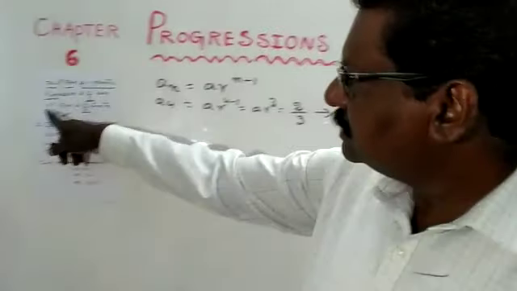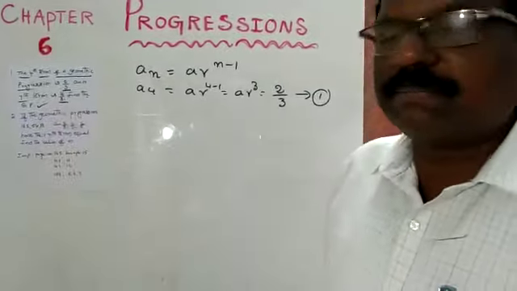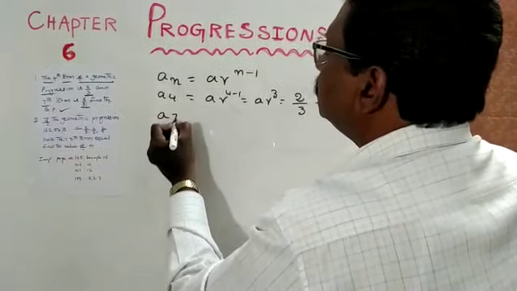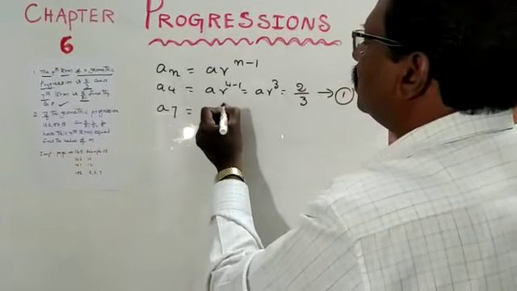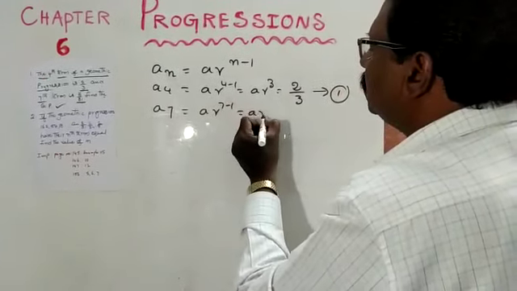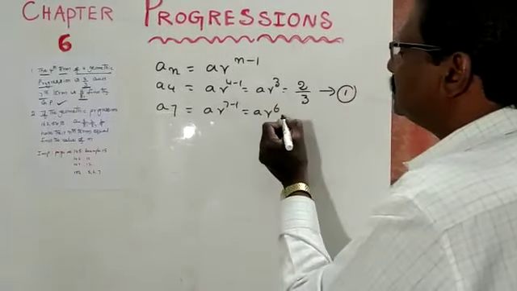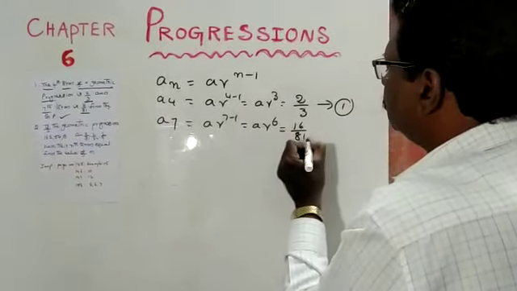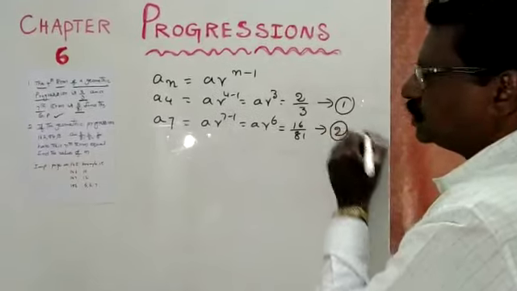And again, the 7th term is 16 by 81. The 7th term A7 is equal to A into R to the power of 7 minus 1, that is equal to A into R to the power of 6, which is equal to 16 by 81. This is equation number 2.